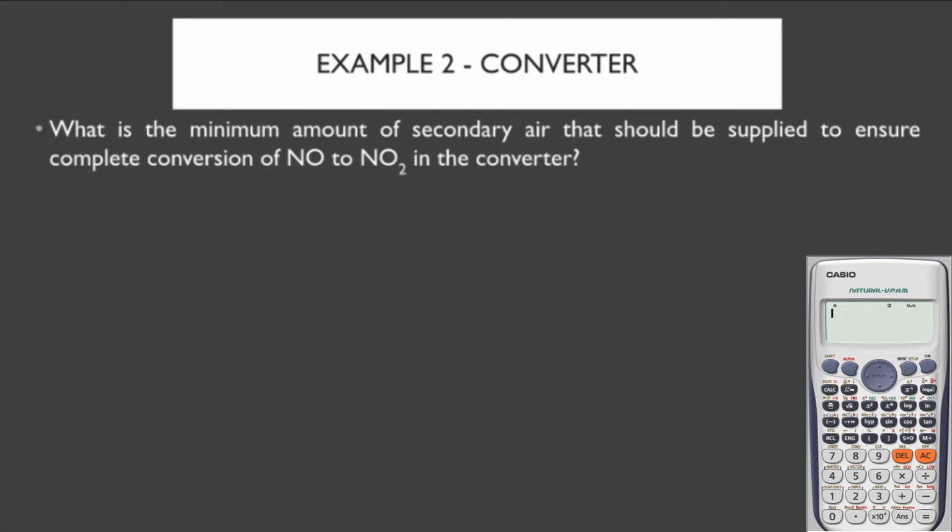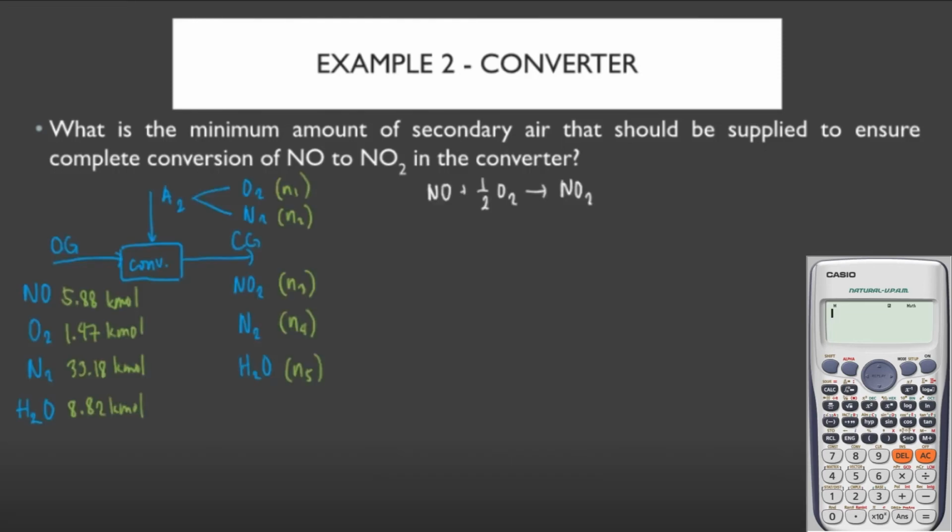In this follow-up question, we are asking, what is the minimum amount of secondary air that should be supplied to ensure the complete conversion of NO to NO2 in the converter? I have here summarized our diagram for this problem. The only thing that we added is the secondary air, that is for the provision of additional air to ensure that oxygen is sufficient for the conversion process.